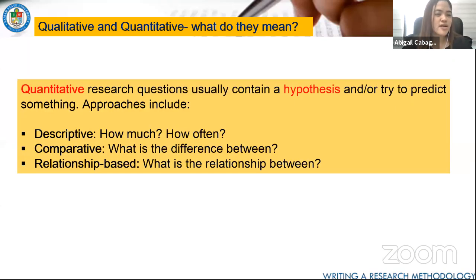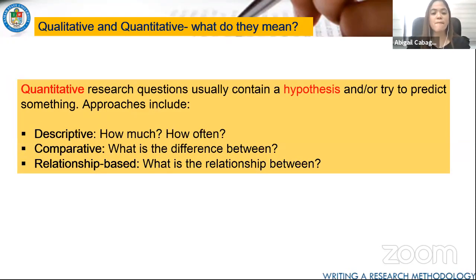On the other hand, quantitative research questions usually contain a hypothesis, and they try to predict something. Approaches like how much, how often, this then that can be a descriptive type of quantitative research. Then you can also ask questions like what is the difference between? It can be a comparative quantitative research.